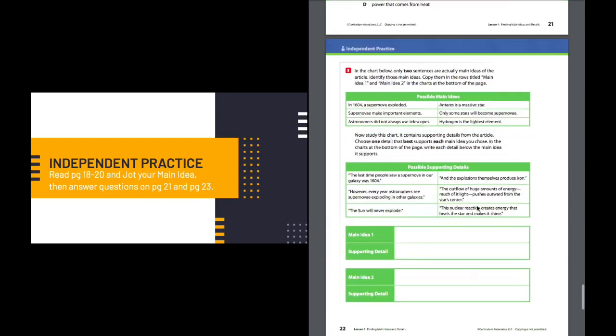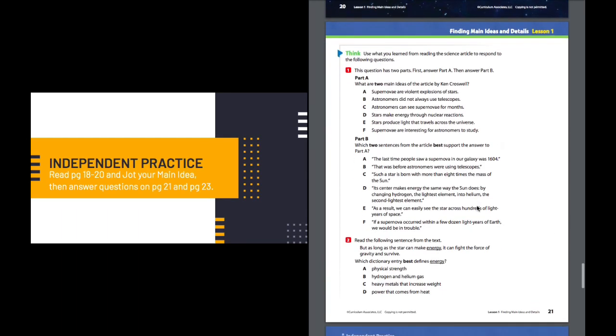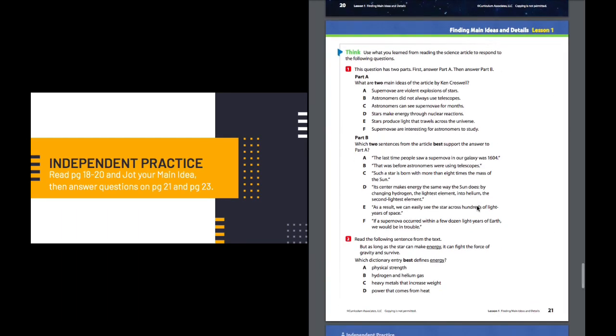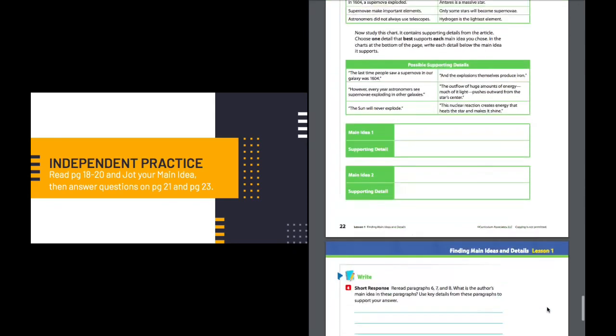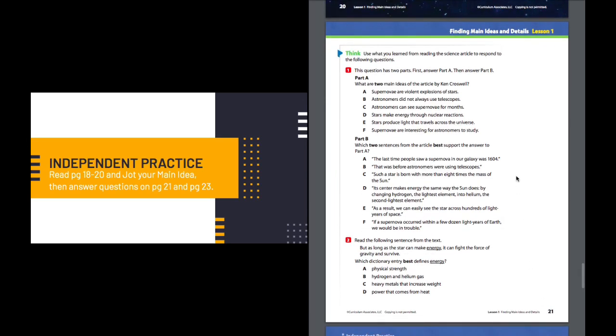I want you to send me the pictures of the notes that you took, or the papers that you wrote on, for page 21 and 23, those questions. Okay, so your answer should be on there with the supporting details of why you chose those answers.